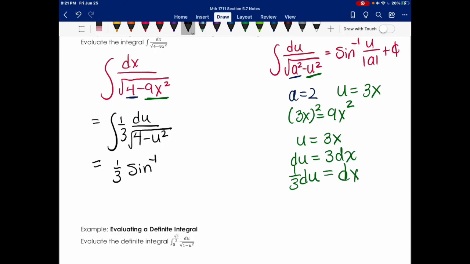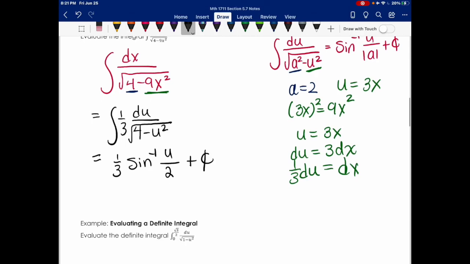Then I'm going to use our formula for inverse sine, and this is going to give me inverse sine of u over the absolute value of a, which is 2, plus my constant. And then I'm going to have to go back and resubstitute for x. So I have 1/3 inverse sine.